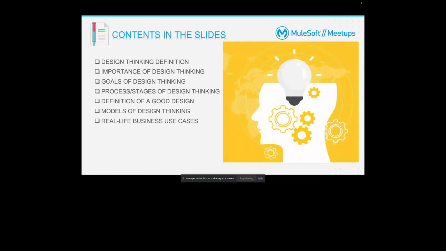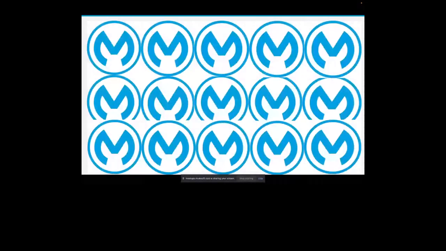These are the contents in the slides: the design thinking definition, its importance, the goals of design, process stages of design thinking, the definition of a good design, models of design thinking, and real life business use cases. So let's start. This will be an interactive session, so if you want to interact, you can contribute also.